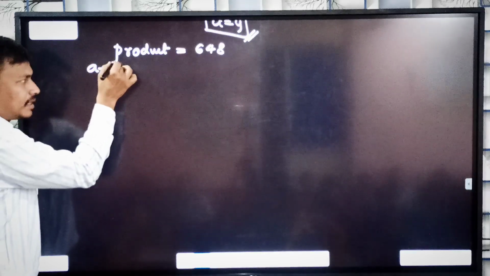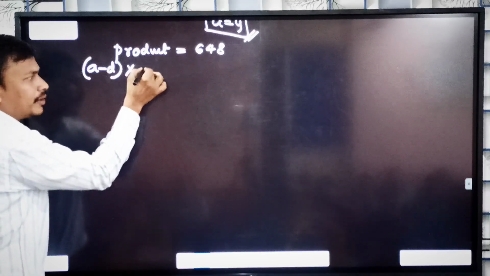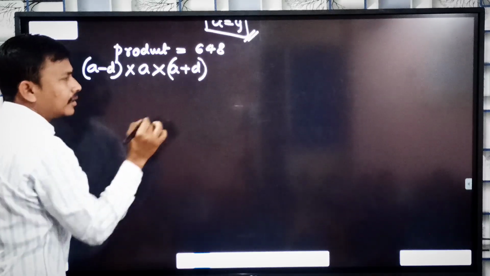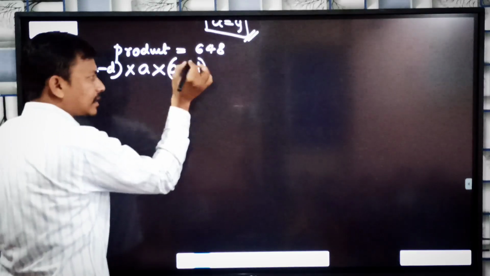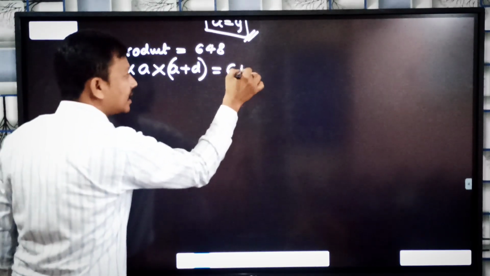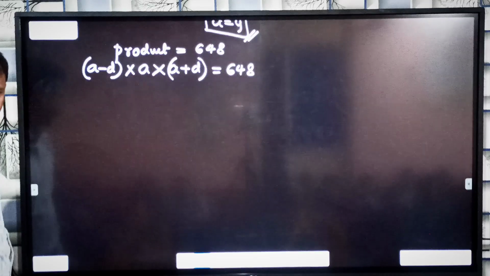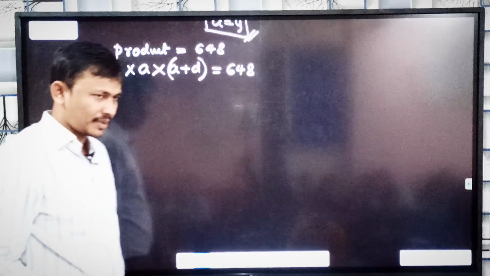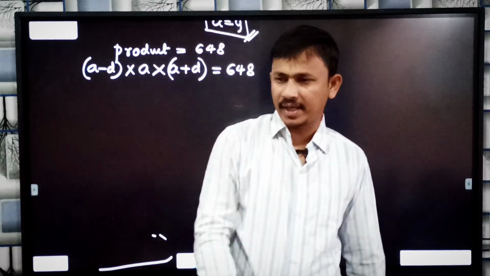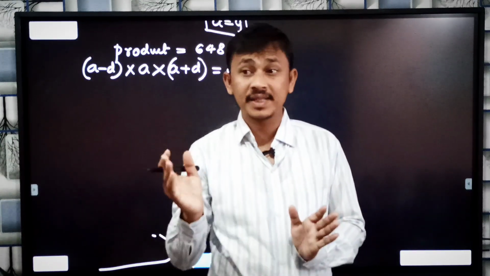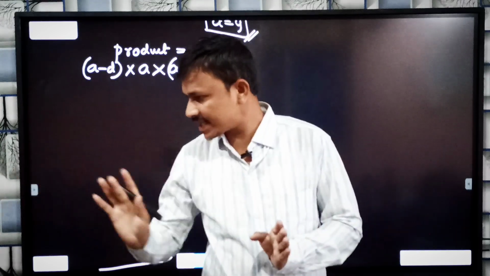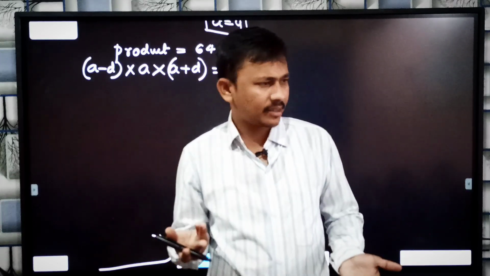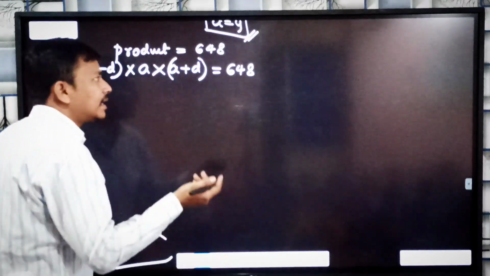a minus d into a plus d, the product of the three, is 648. Correct? Look here. a minus d into a plus d. Formula: a square minus d square. Right? We learned the formula a minus b into a plus b equals a square minus b square in 9th. Here we have taken d. If it were c, it would be c square. Okay? a square minus d square.